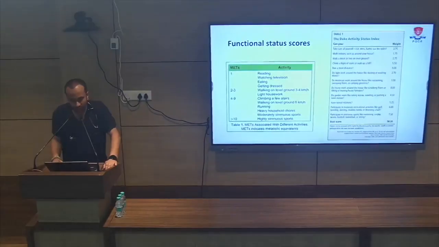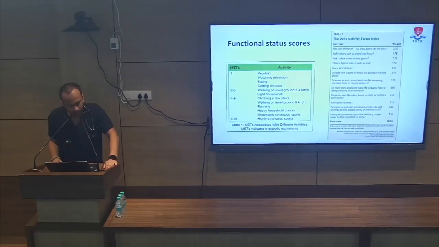Now coming to the functional status scores, the parameters of the functional status scores. For example, the patient is able to climb two sets of stairs, and walking on a level ground at the speed of 6 km per hour. The metabolic equivalence for him, he can go to the surgery easily. Duke Activity Status Index. Walking indoors having the scores of 1.75, climbing a flight of stairs 5.5, run a short distance about 8.